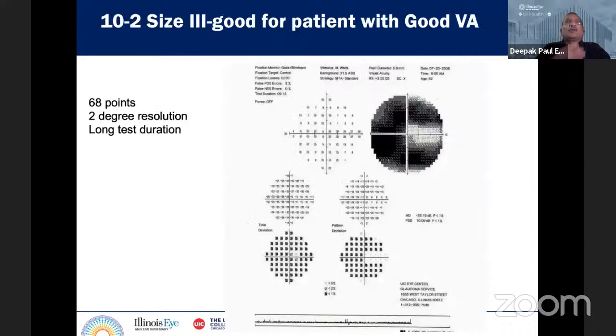So here's a 10-2 size 3 visual field. You can see that the time duration is about 9 minutes, so it's a long test. You have many more test points. It does have visual field indices available. And once the patient gets used to doing this kind of visual field, it becomes a pretty good test to monitor these patients.